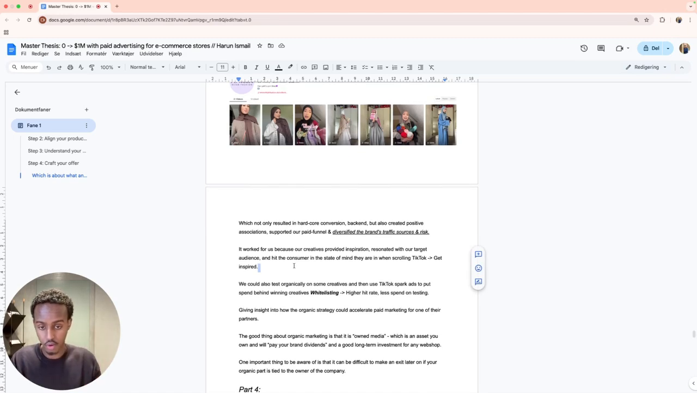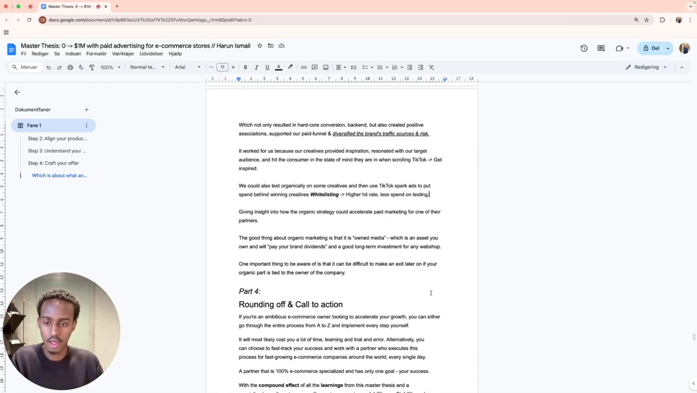Now, it worked for us because these creatives provided inspiration, resonated with our target audience, and hit the consumer in the state of mind that you are in when you scroll TikTok, which is to get inspired. And then we could also test organically on some creatives and then use TikTok Spark ads to put spend behind winning creatives, which is called whitelisting, giving us a higher hit rate on our ads because we can test organically, spend less money on testing, and essentially increase our overall return.